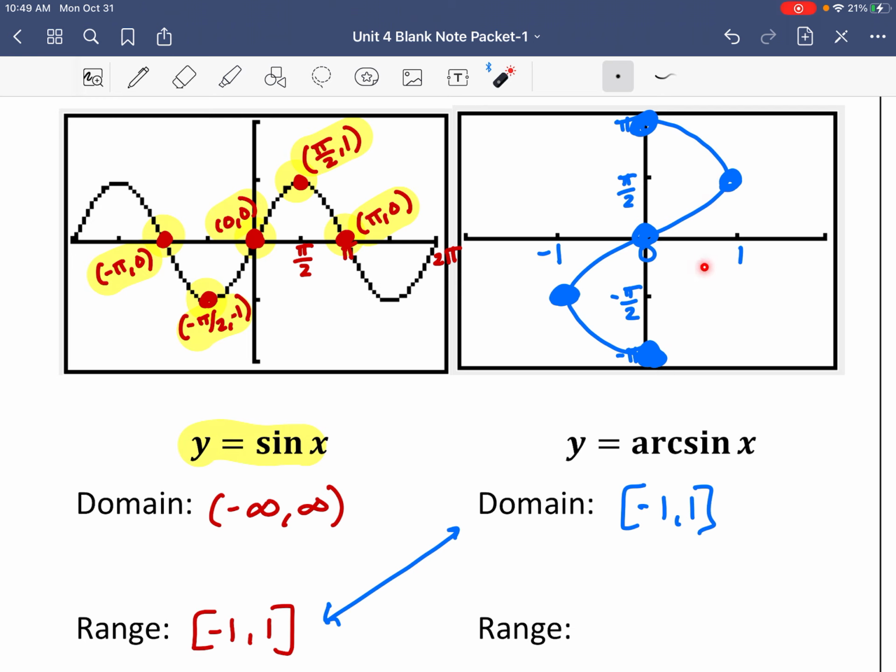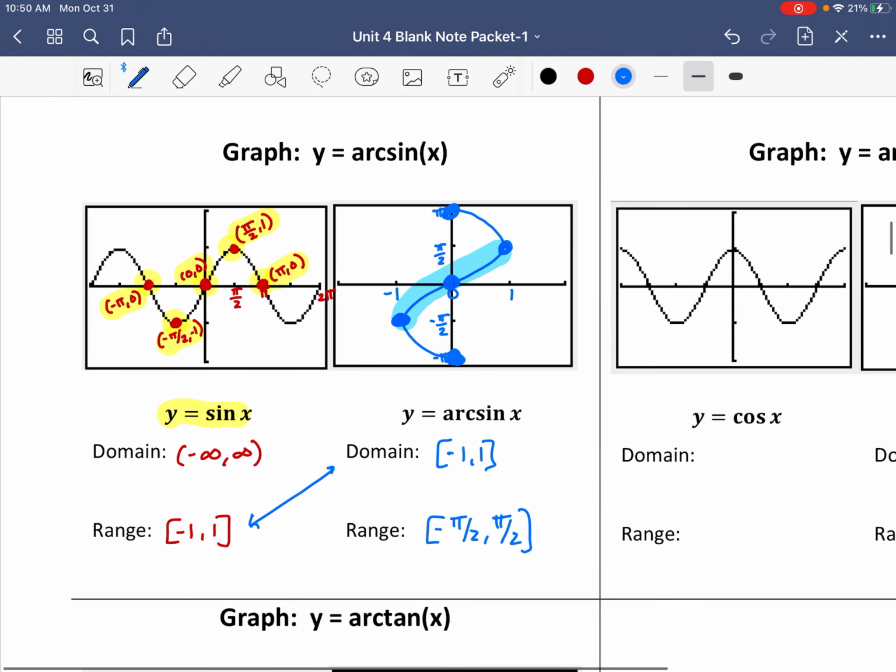Remember that vertical line test? If you draw a vertical line, this would not pass the test. And so what has to happen is, we have to restrict this. We have to say, what if we only used that portion? If we only used that portion, it would pass the vertical line test every time. And so the range is actually going to be, we're going to chop it off. We're going to say it's from negative pi over 2 up to positive pi over 2. So negative pi over 2, positive pi over 2.